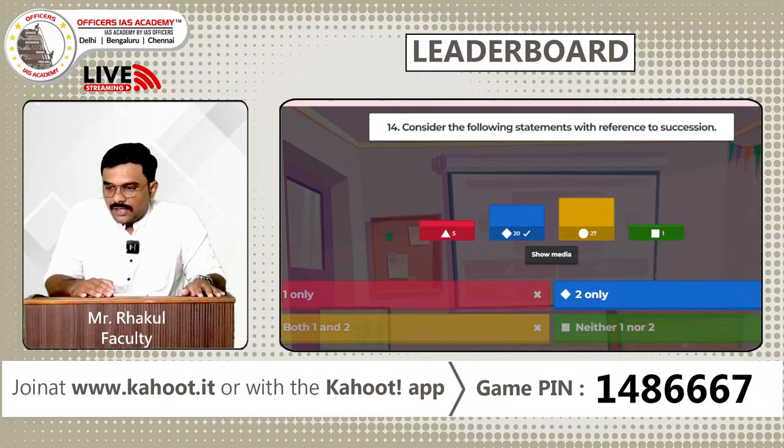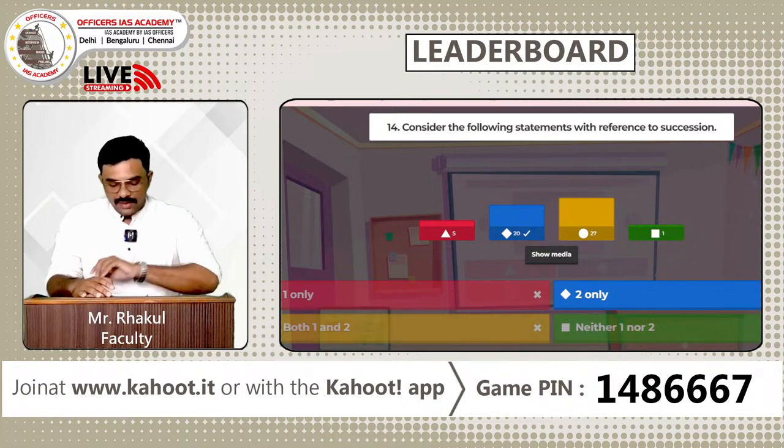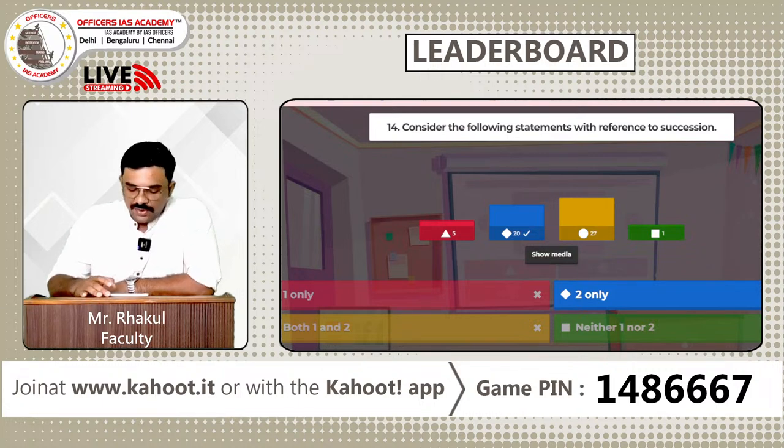27 people have given the wrong answer as both 1 and 2. 20 people have given the correct answer. I hope these 27 people read the statements properly to choose the correct answer in their exams. Now let us see the scoreboard for this particular question.